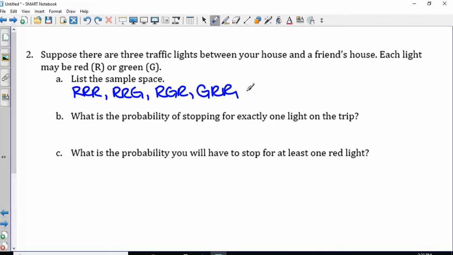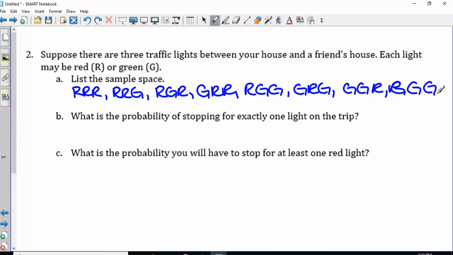That's two reds, so if I only have one red, it could be red, green, green, green, red, green, green, green, red, or all green, green, green, green. Alright, how many different combinations do I have there? 8.